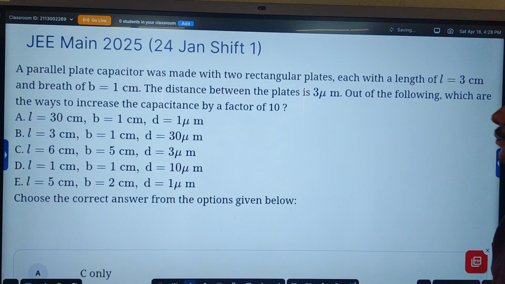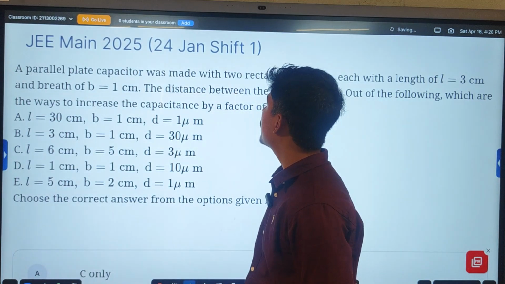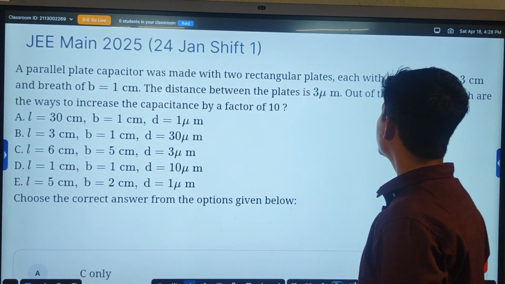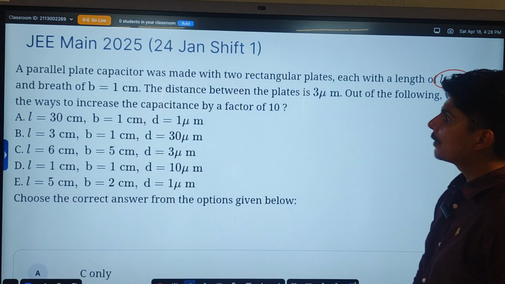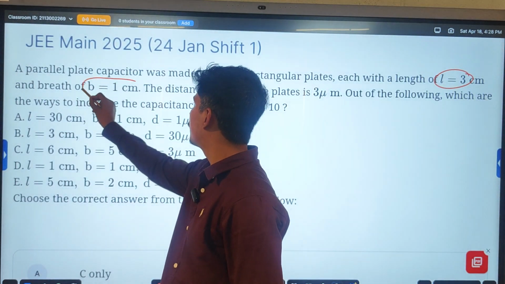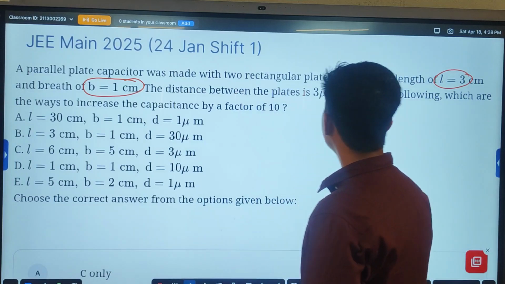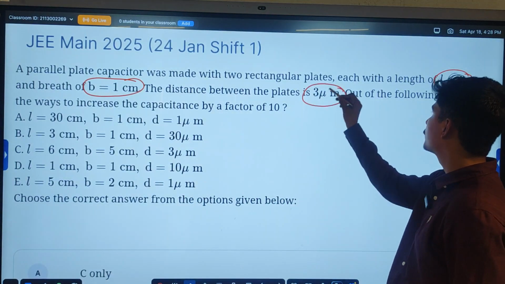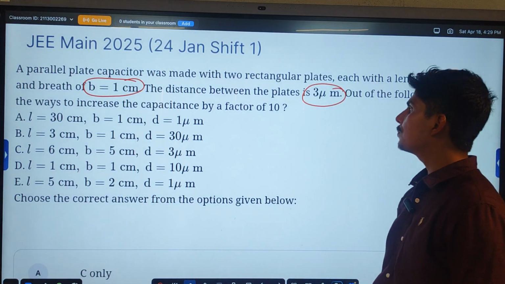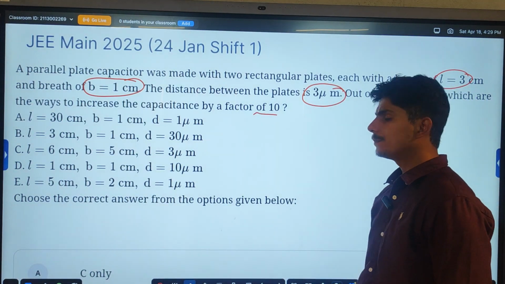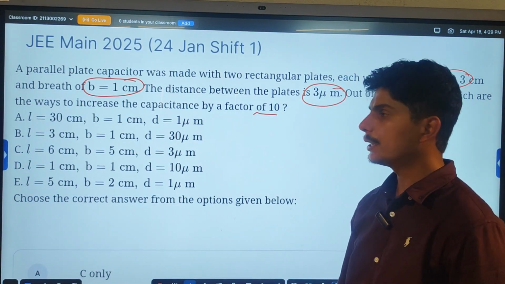Look at the question. A parallel plate capacitor was made with two rectangular plates, each with a length of 3 cm and breadth of 1 cm. The distance between the plates is 3 micrometer. Out of the following, which way increases the capacitance by a factor of 10? We have to find the final capacitance.